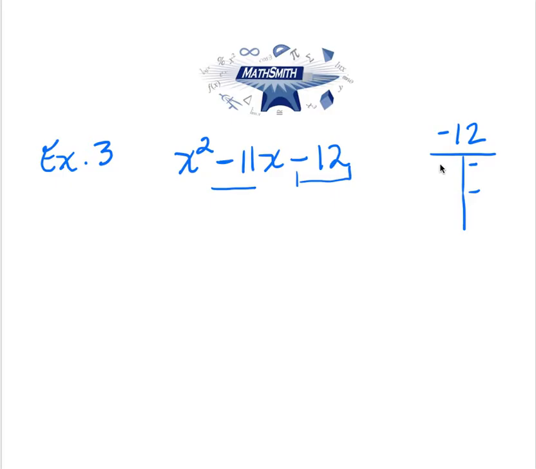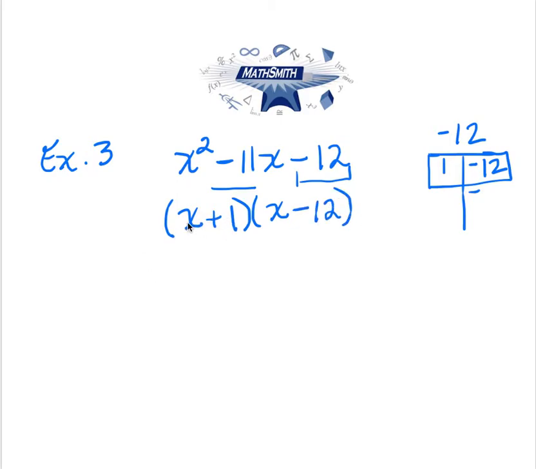So what are the factors of negative 12? Well, I can have a positive 1 and a negative 12, right? And that would combine into negative 11. Oh, there we go. So this is it, just right out of the box. We hit it. So that means that this is going to factor into x plus 1 times x minus 12.